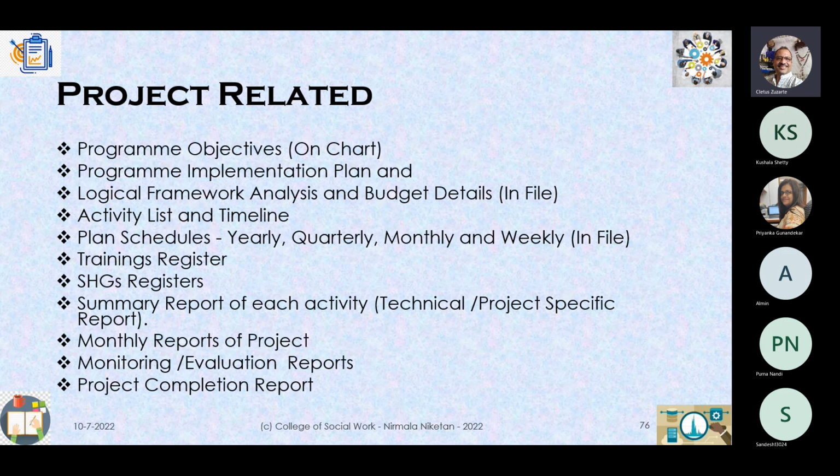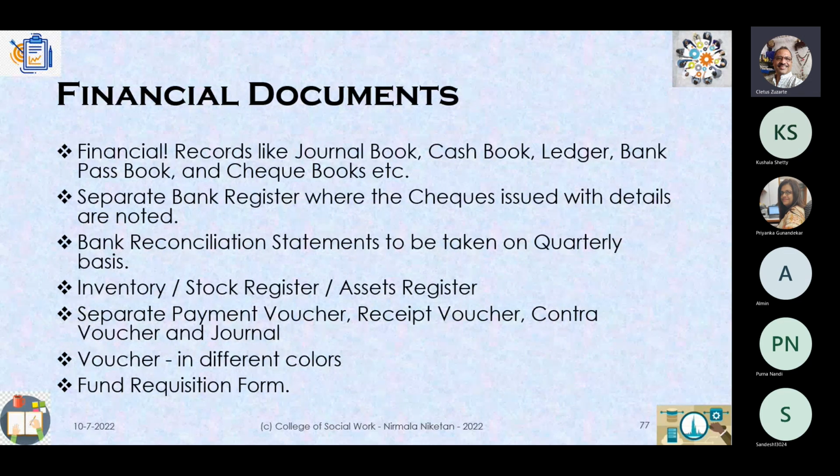Activity lists, timelines, plan schedules. Do the staff have planned schedules, yearly, quarterly? Do they have monthly meetings? What is the record on the meetings? What are the training registers in place? What are the SHG registers in place? Are there any monthly reports being recorded by the staff? What are the monitoring reports of the staff? Project completion reports.